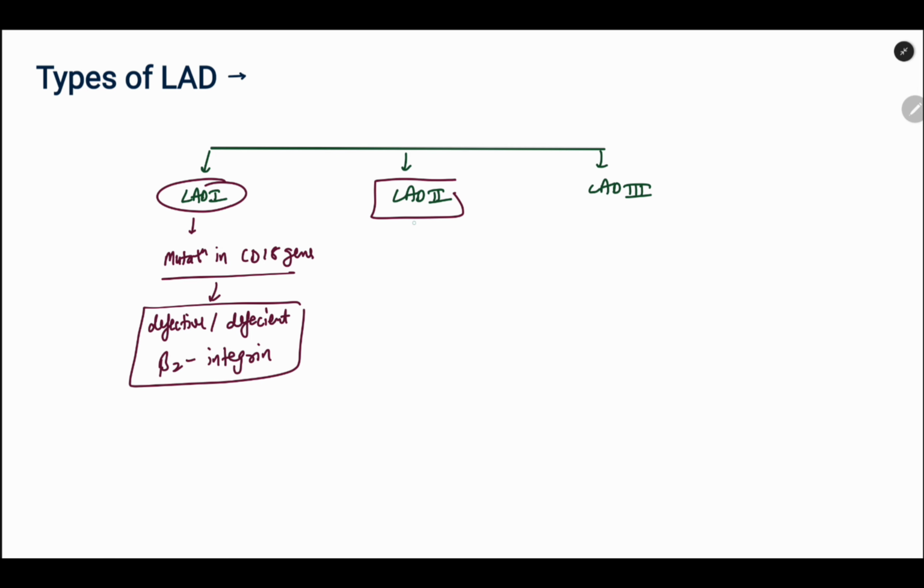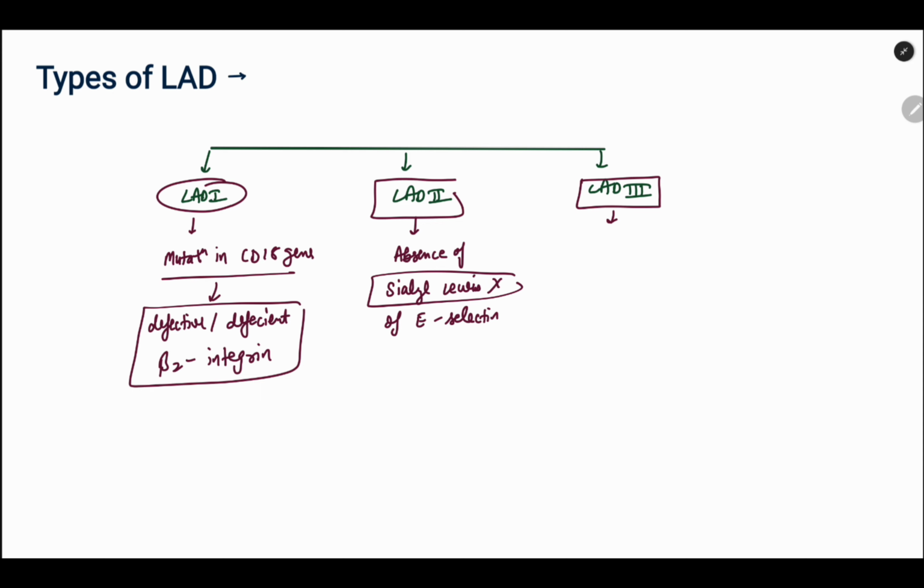Now, what happens in LAD 2? In LAD 2, there occurs the absence of sialyl Lewis X, which is the ligand of E-selectin. So SLX deficiency occurs in LAD 2.